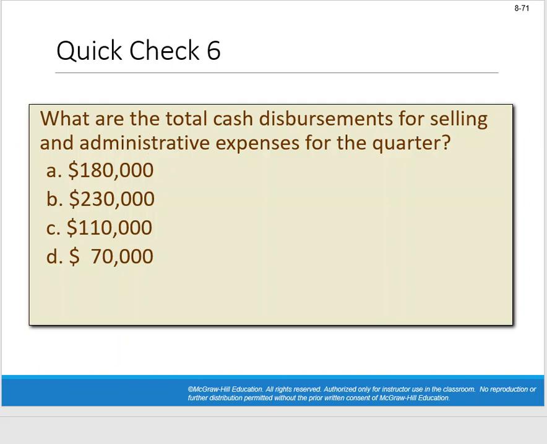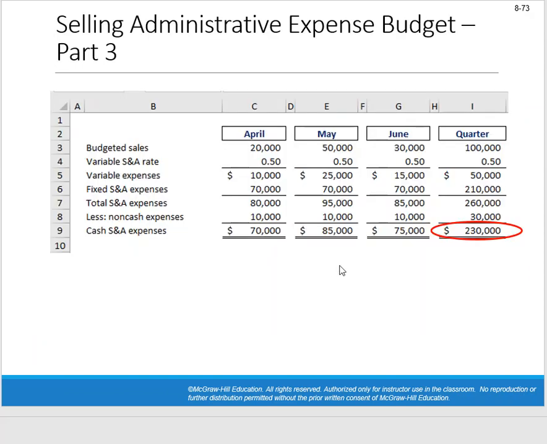Can you finish it out for the quarter? Sure, you're quick, right? It's B, 230,000. So for each month, we're taking our budgeted sales times 50 cents to get the variable amount. We add in our fixed of 70,000 to get our total selling and admin expense. And then for cash purposes, we subtract 10,000 each month. So the total for the quarter should come out to 230,000.